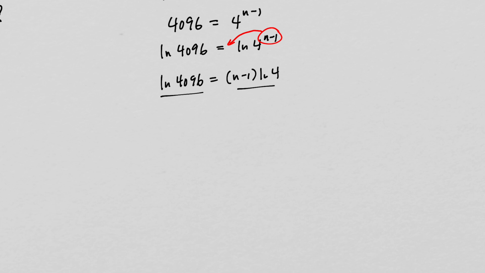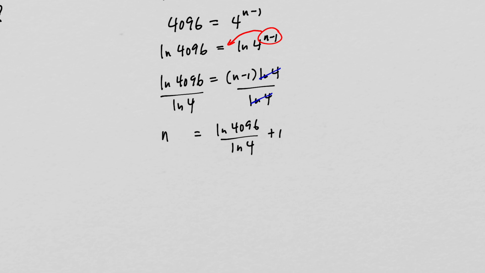Then we can divide both sides by natural log of 4. That will cancel this out. And we get n minus 1 is equal to the natural log of 4096 divided by the natural log of 4. And then I can just add 1 to both sides, and that will give us n by itself.